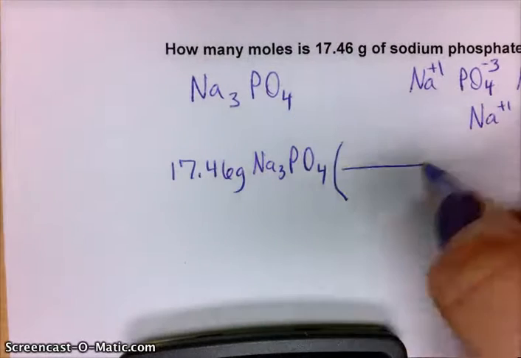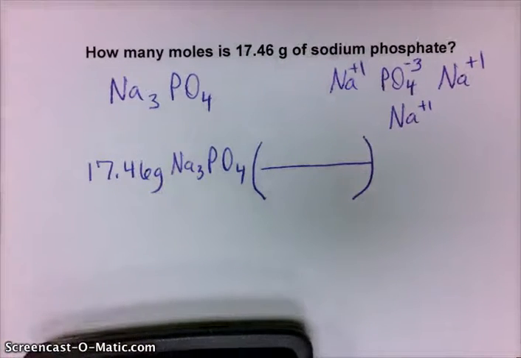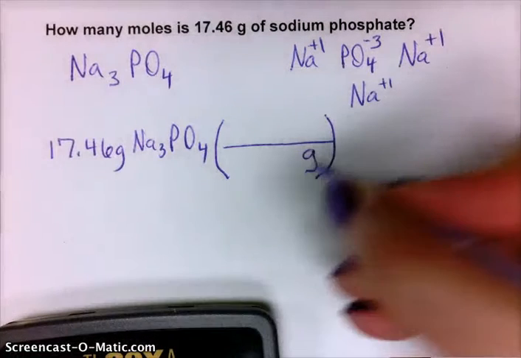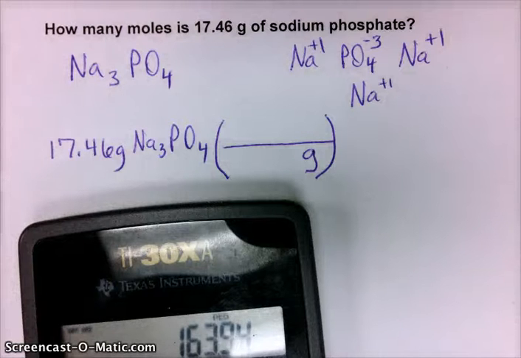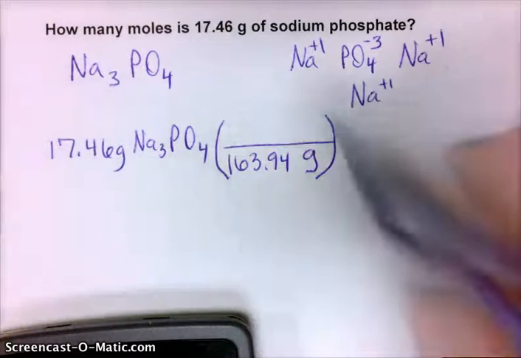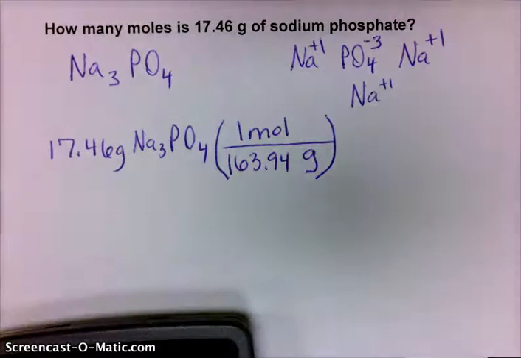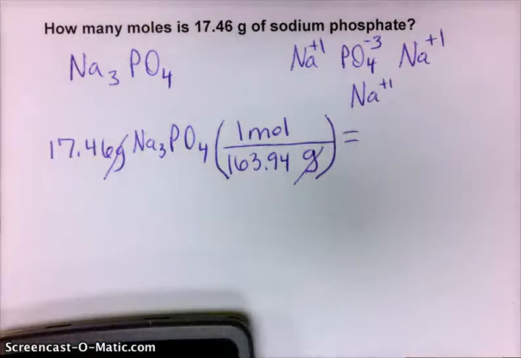Molar mass is a conversion factor, so I write my conversion factor. Because grams is what I started with, I need grams to be on the bottom. And we just added up 163.94 grams, so 163.94 grams is on the bottom, making the 1 mole on top. Grams cancel. This leaves me with moles, and that's what the question asks for, how many moles, so that's a good thing.